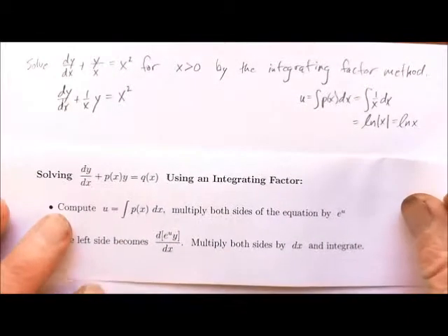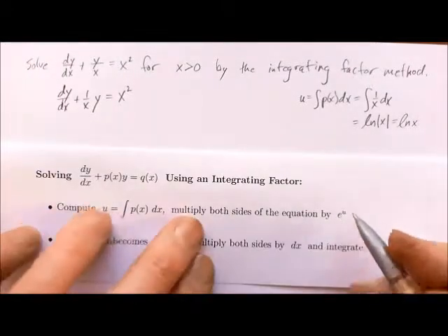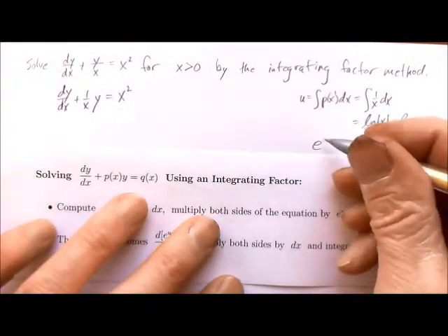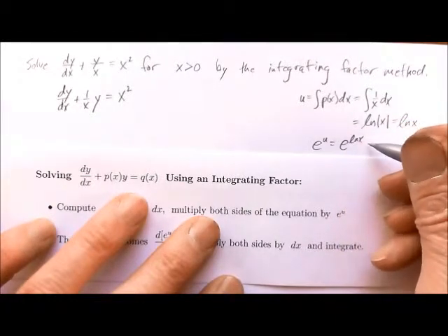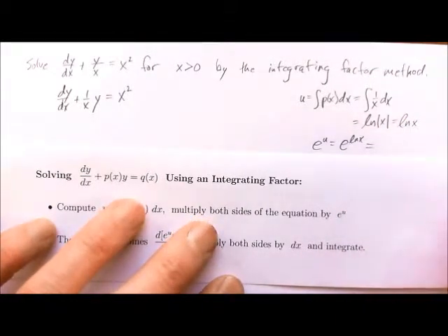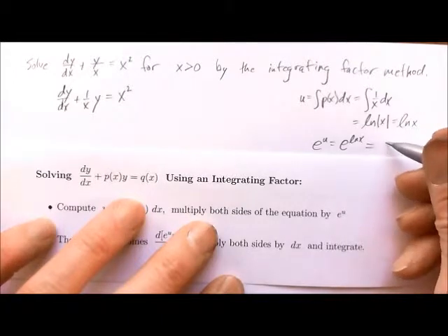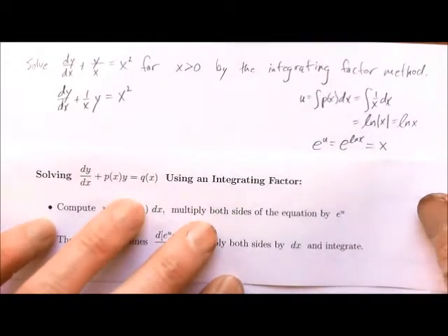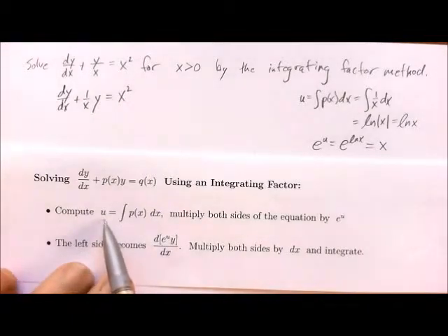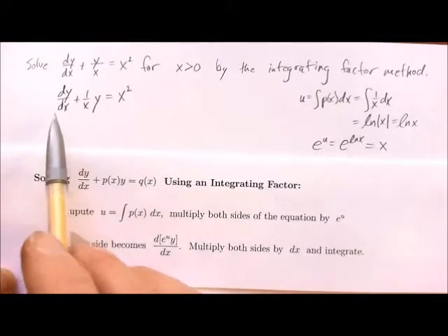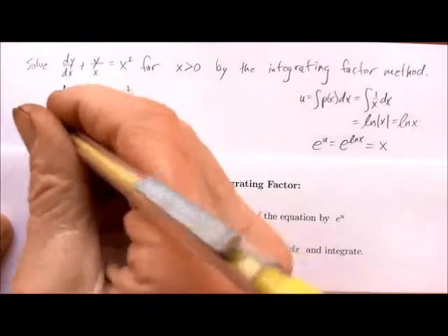And then recall that we need to multiply both sides by e to the u. So e to the u is e to the ln x. But of course, e and ln are inverse functions of each other, so this is just x. So e to the u is x. And then notice it says we compute u and multiply both sides of the equation by e to the u. So we go back here and multiply both sides of this by x.